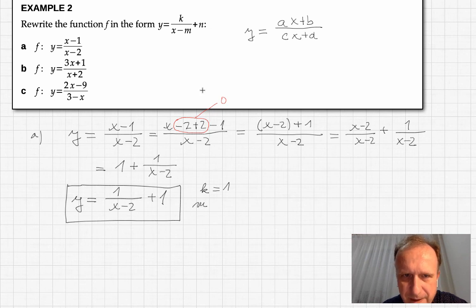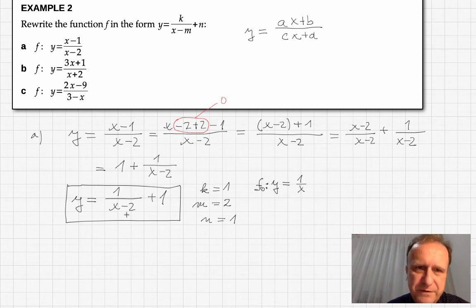Then m is the number which we subtract from x, which is 2 in our case, and n is the number which is added after the fraction, and it's the number 1. So if you wanted to sketch the graph of this rational function, all you would have to do is first to imagine the graph of the function y equals 1 over x, so this would be the function f sub 0, and then to shift it by 2 units to the right and by 1 unit in the vertical upward direction. And this would be the graph of the function.